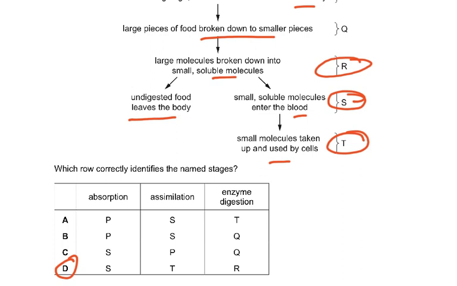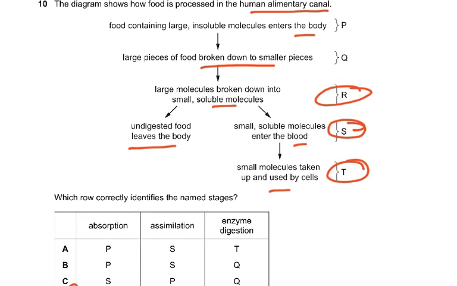So this was R. What was Q? Large pieces of food broken down to small pieces: mechanical digestion. This is in the mouth. Ingestion and mechanical digestion. Ingestion is when large food enters the body, taking in food, eating food.